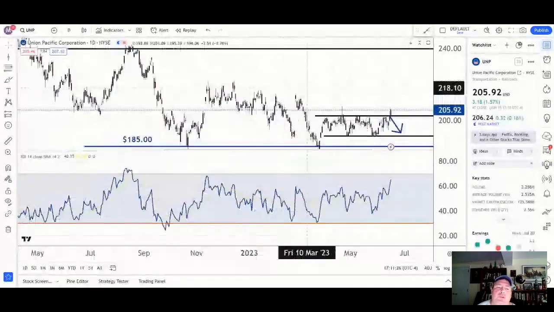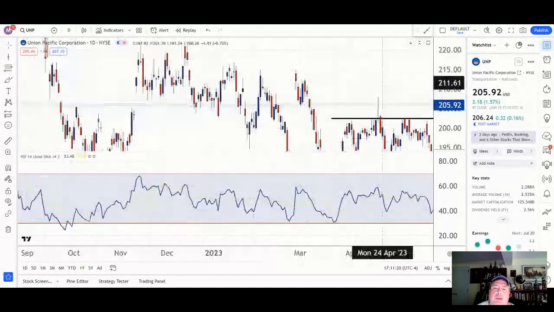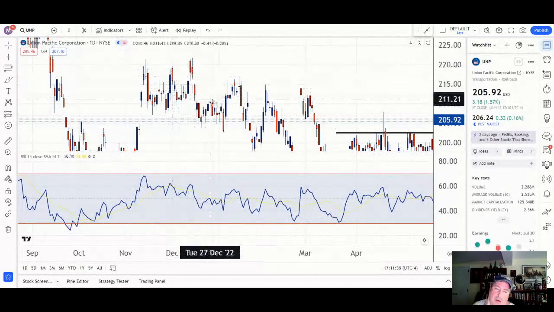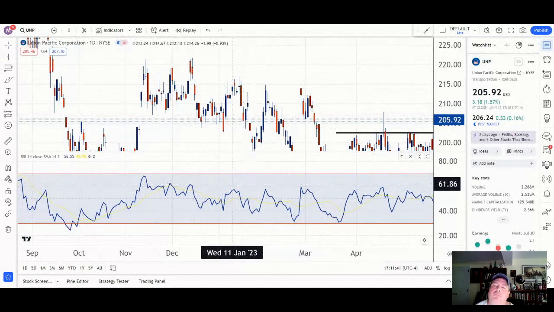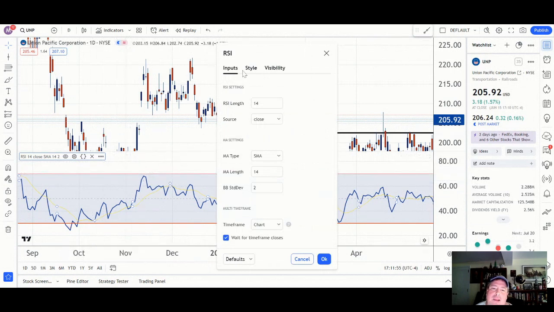But look at this Union Pacific. This is a railroad stock. I guess in theory, you could say it's boring. We get all these situations here where we get overbought, but it doesn't show up down here on the oscillator. Well, maybe this is a stock that is overbought when the reading is less than 70. So let's go in here and change our settings.